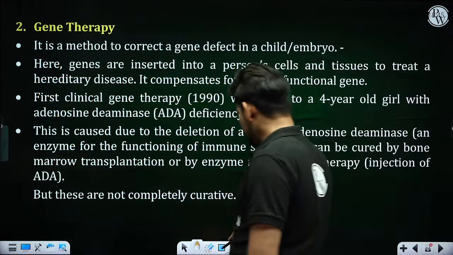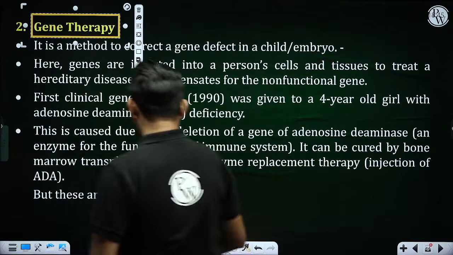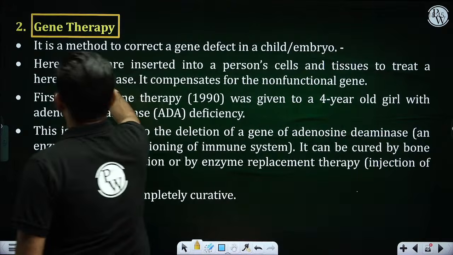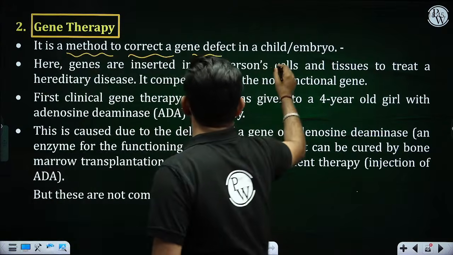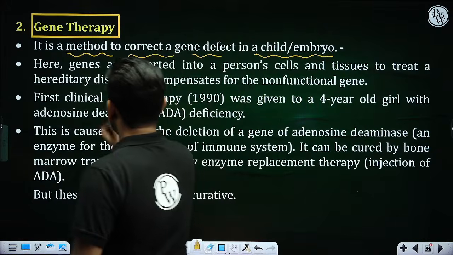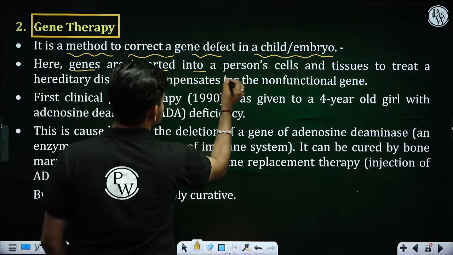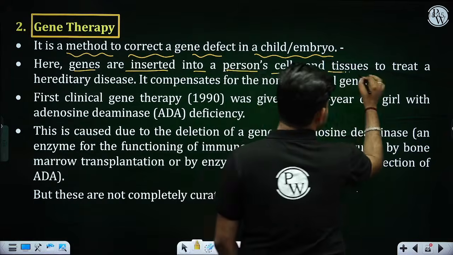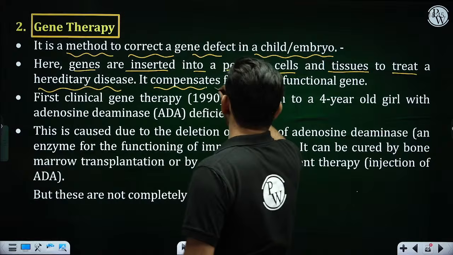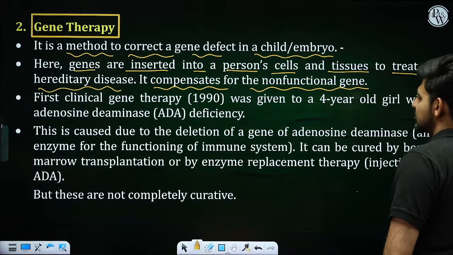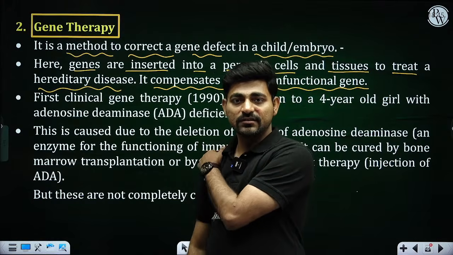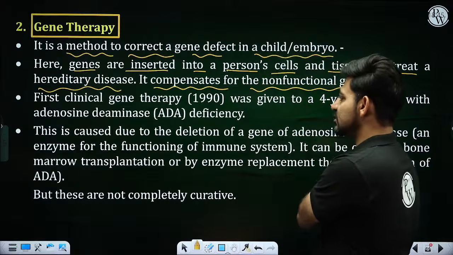Okay. Next, another application of biotechnology, that is gene therapy. Now gene therapy is a method to correct a gene defect in a child or embryo. Here genes are inserted into a person's cells and tissues to treat a hereditary disease. It compensates for the non-functional gene. So most of the time we can cure inherited or congenital diseases with the help of gene therapy.